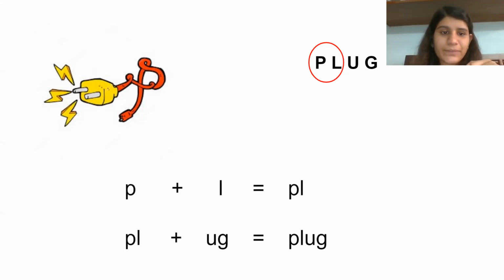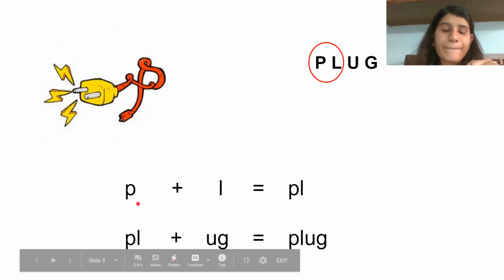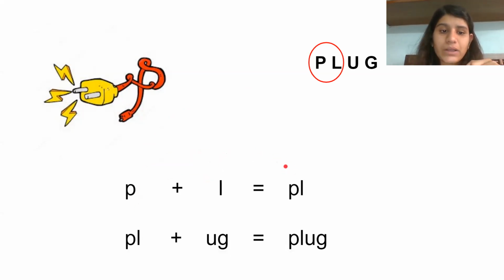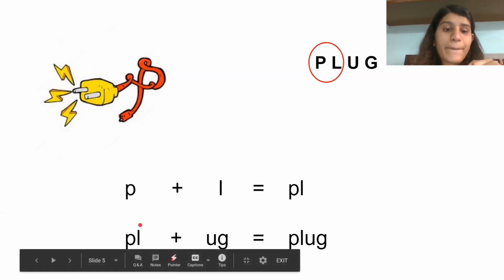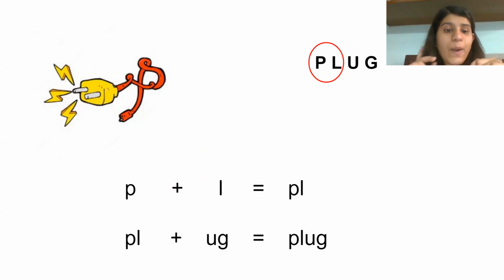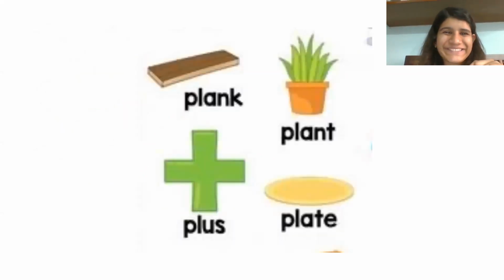Now let's see how this was made. P, l, pl. Now see. Pl, ug, plug. Now listen. Pl, ug, plug. Repeat. Pl, ug, plug. Good job.